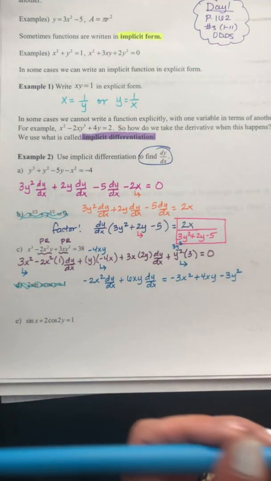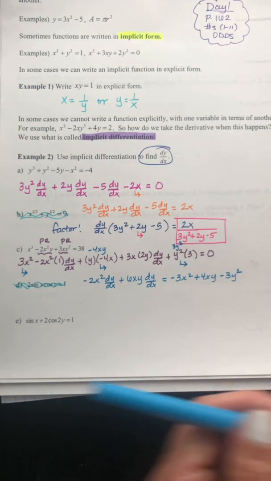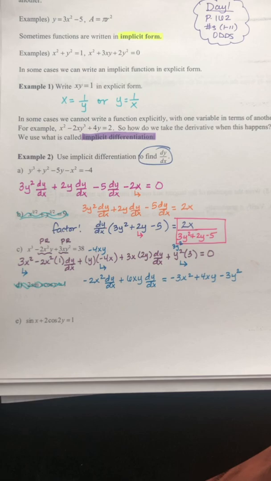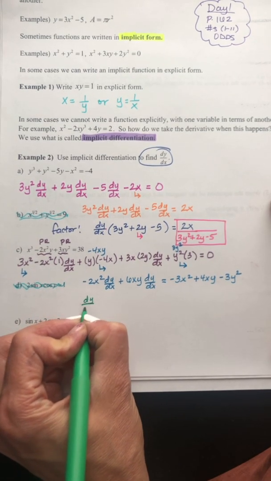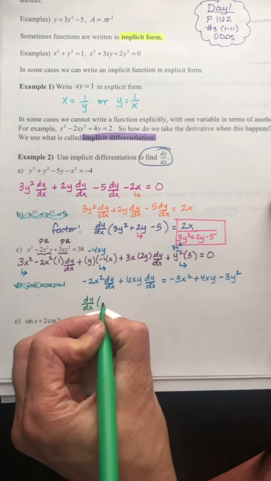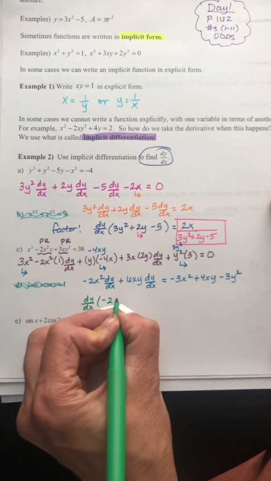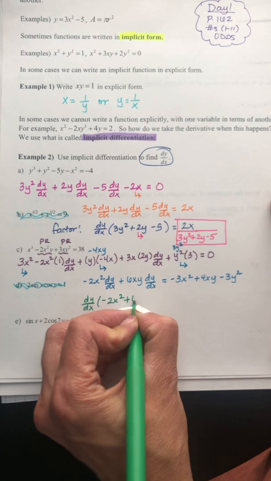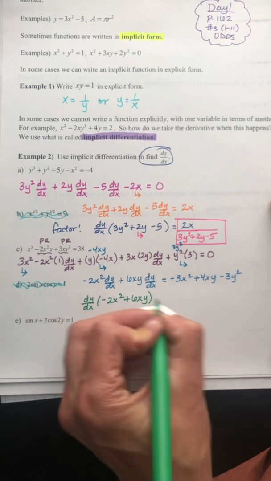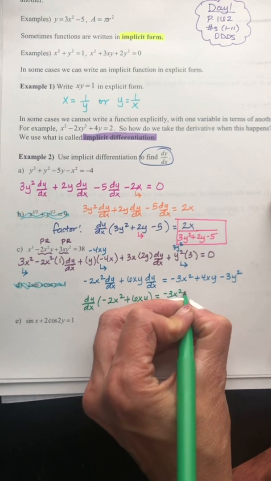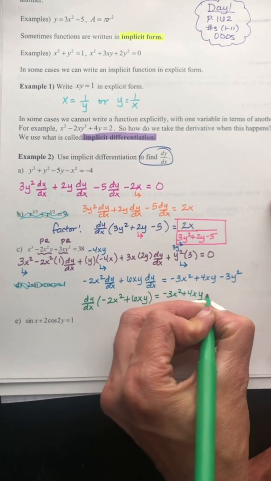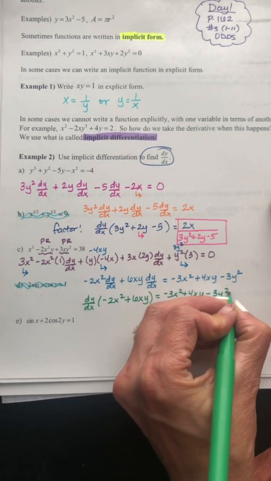Okay. So again, we've got to factor. That's the next step. So we're going to factor out that dy dx, and we'll get negative 2x squared plus 6xy equals negative 3x squared plus 4xy minus 3y squared.